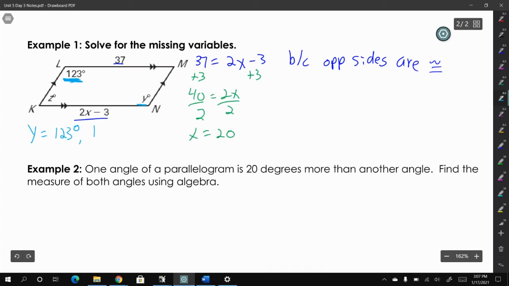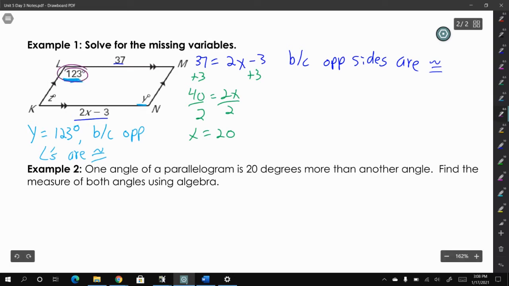And that's because opposite angles are congruent. Yeah, and after a while, you won't need to write this reasoning. Like I said, it just helps for the first couple times so that you can really remember the properties.